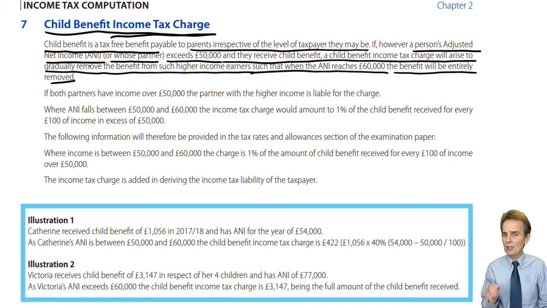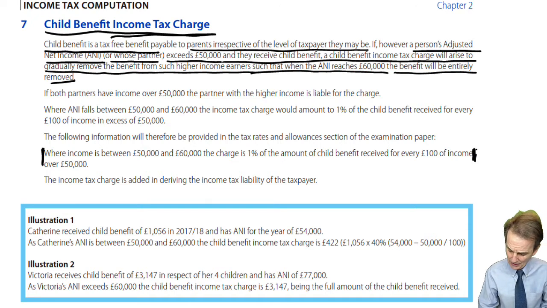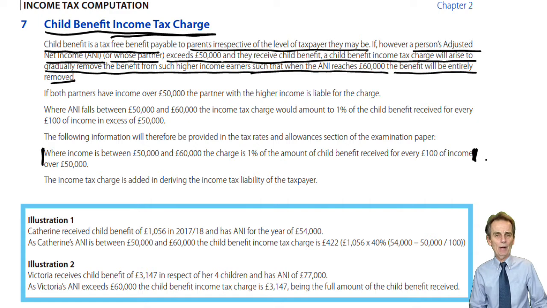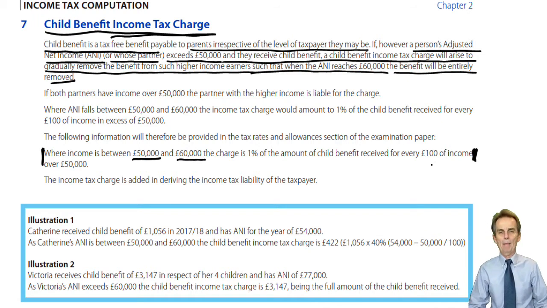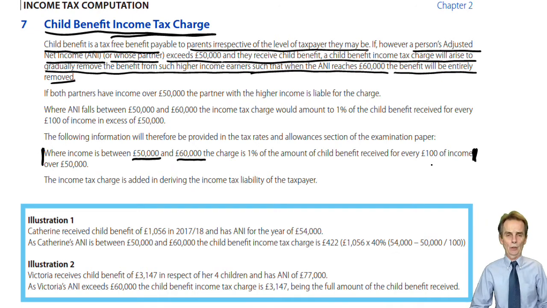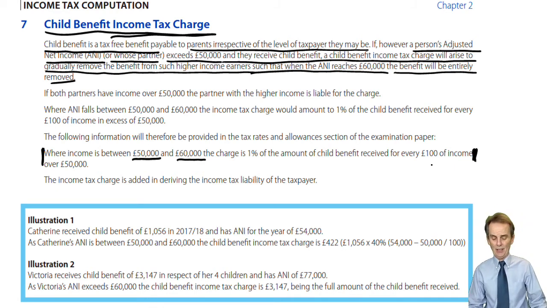Now again, this information about 50 and 60 will be provided to you. Let me just flag up this note here, because this is what you are going to get in relation to your rates and allowances table. Now the first bit, where income is between 50,000 and 60,000, that then tells us the nature of the erosion of that benefit, the amount of child benefit income tax charge that will arise. But the figures of 50 and 60 are given to you. How we then apply that reduction, we'll see that in a moment's time.